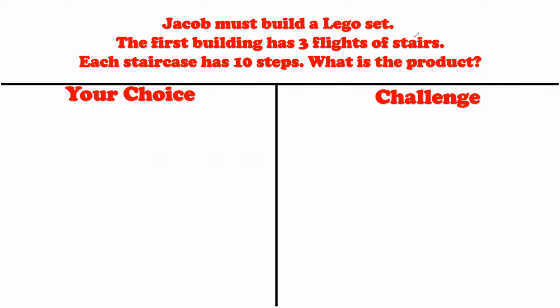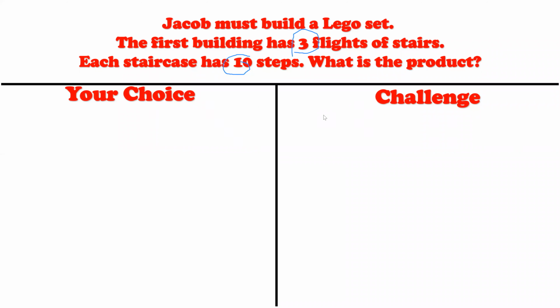Okay, so Jacob must build a Lego set. The first building has 3 flights of stairs. Each staircase has 10 steps. Now, remember, the first step is to circle your numbers. So 10 steps and 3 steps.